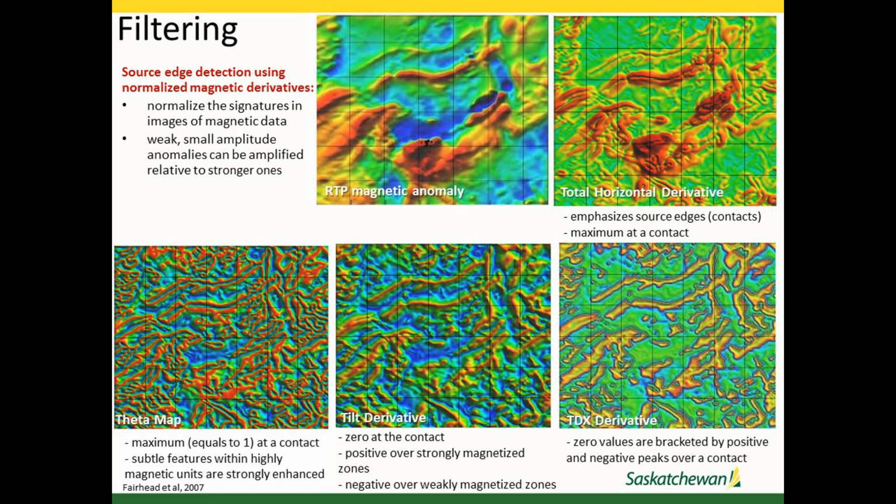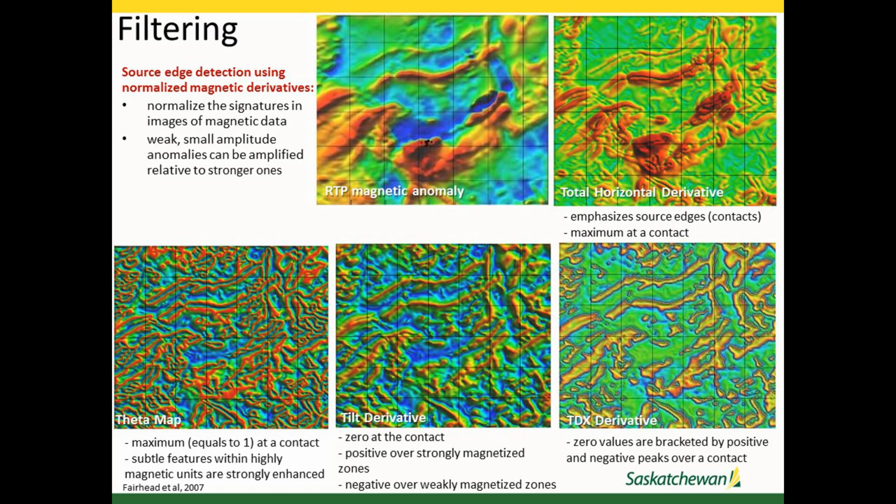Total horizontal derivative map emphasizes source edges by having a maximum value at a contact. So all these high values here represent the contact or source edges. The theta map has its maximum value equal to 1 at a contact. Tilt derivative has 0 value over a contact. It's positive over strongly magnetized body and negative over weakly magnetized body.